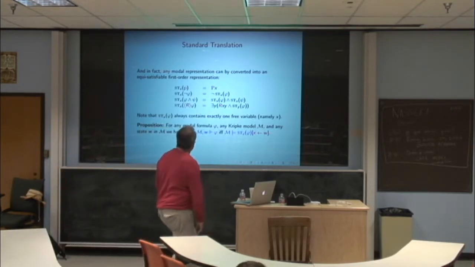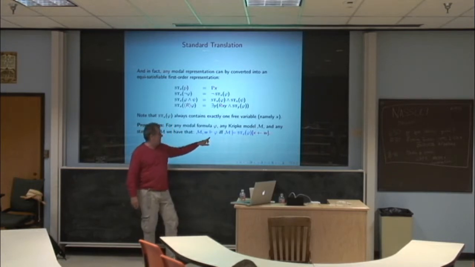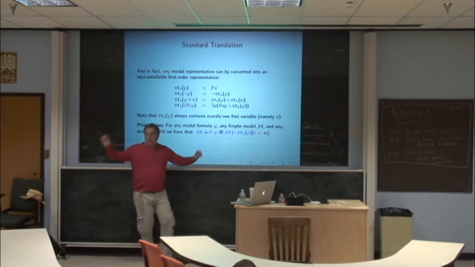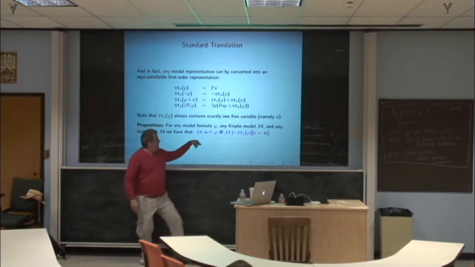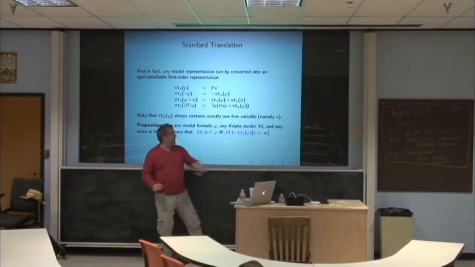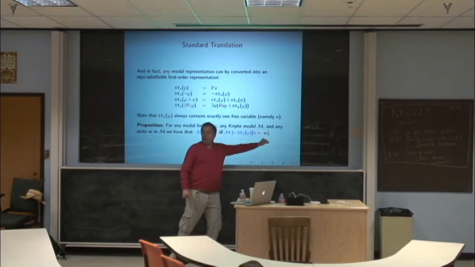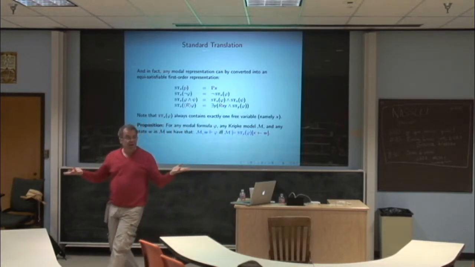Oh, and I should have mentioned that this translation is a good translation, in the sense that if a formula is evaluated in a model at a point w and we see that it's true there, we could equally well have translated it, and instead of sticking it in the model at a particular point, we just give the value of that point to the free variable and it comes out true. Is that okay? Is everybody with me?